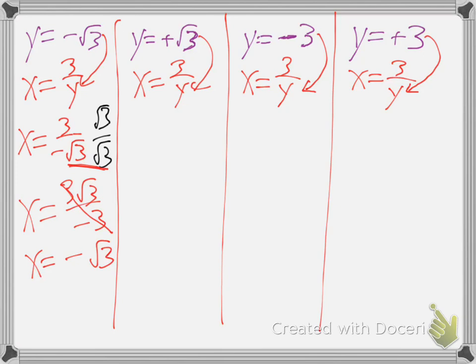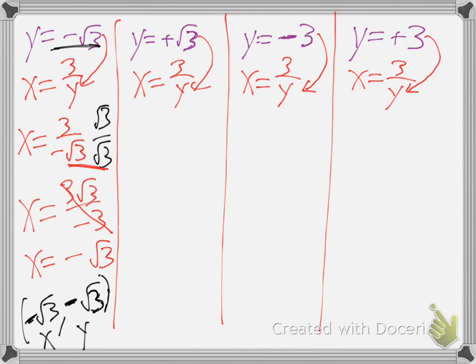So what is that answer then? That's the x, negative root 3, going with the y from which it came. Negative root 3. There it is. That's x, y. Does that make sense?